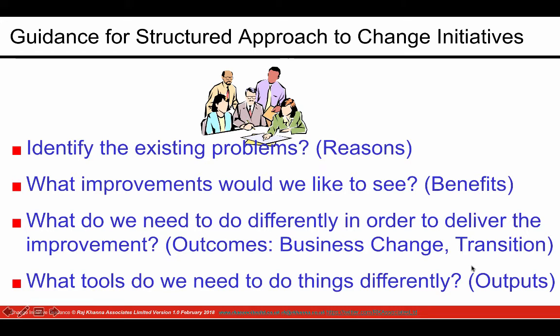And what tools do we need? These are our outputs. So when we are thinking about a change of any form, we should think top down. Start with the problems and then lead down to the outputs. But as we'll see in our example, when we come to deliver, we deliver bottom up. So we'll deliver the outputs, which the users need to transition from the old way to the new. As a result of that transition, we'd show some improvements, and those improvements will remove the problems.